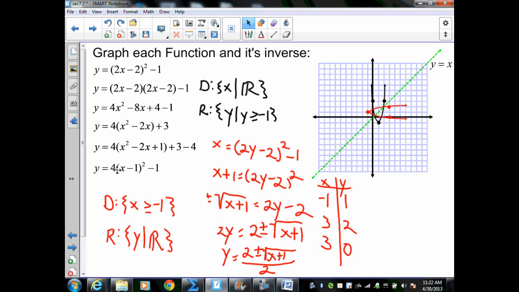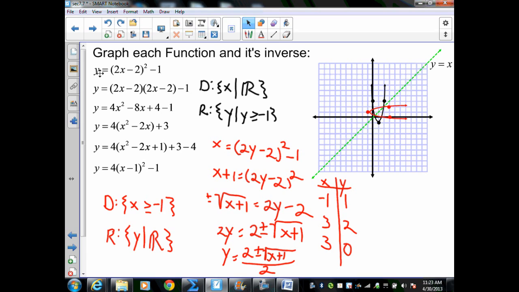That gave me a stretch, and I could find my vertex at 1, negative 1, which I have here. I know that I have a stretch of 4, so I go over 1 and up 4 and over 1 and up 4, and I have that graphed. Then I know that I can find the domain of that function of x is all real numbers, and y is greater than or equal to negative 1. To find the inverse, I just know that my domain is my range, so that is x is greater than or equal to negative 1, and my domain becomes the range, which is all real numbers.